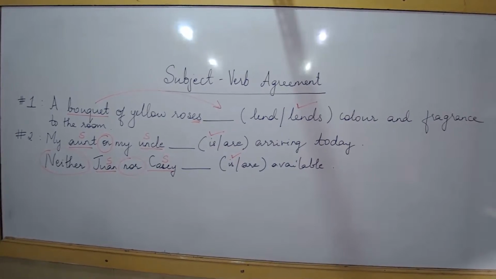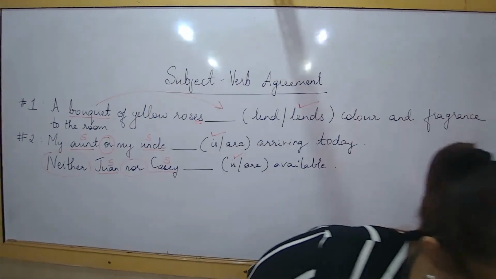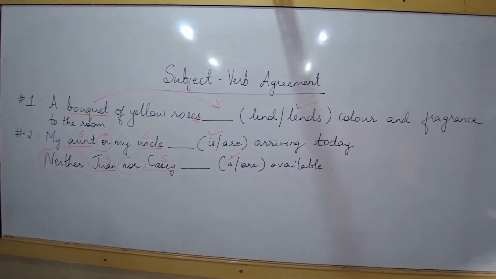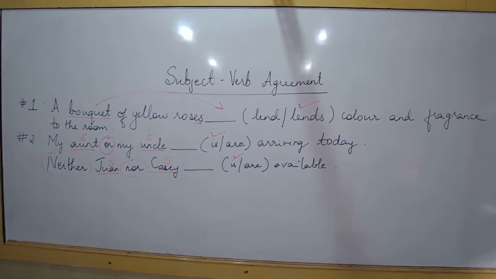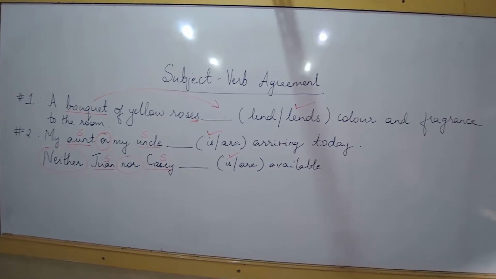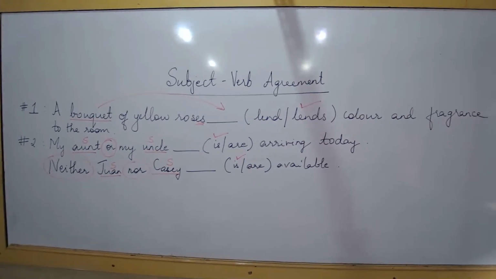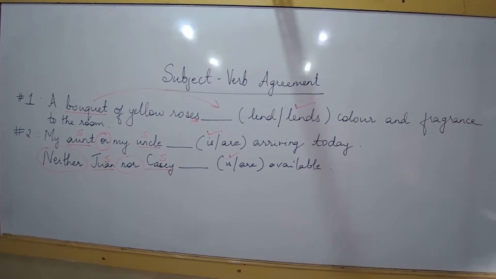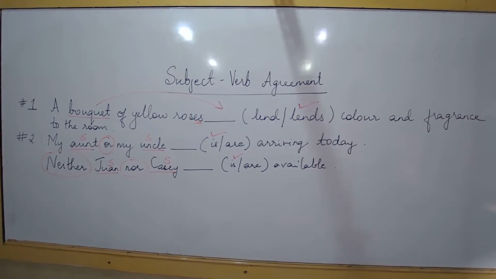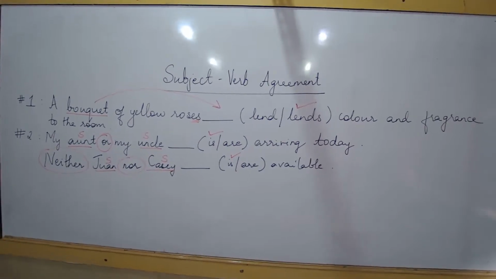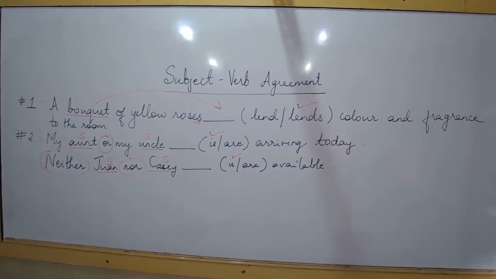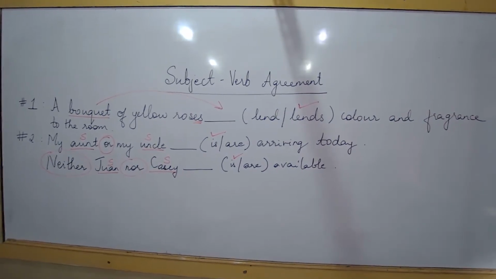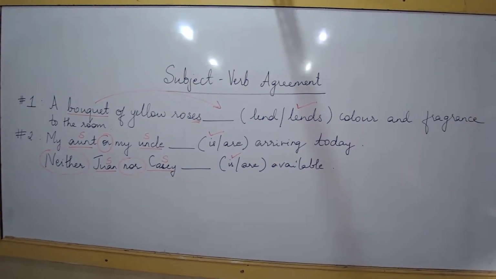Rule 3. The verb in an or, either or, neither nor sentence agrees with the noun or pronoun closest to it.